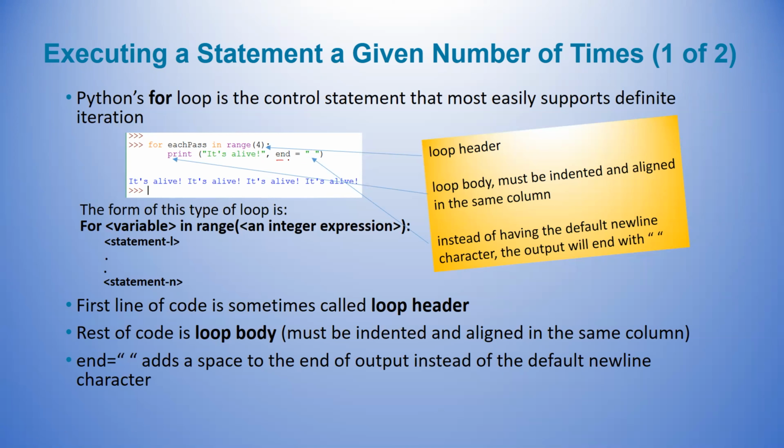But here, if you have this argument here, this means do not go to the next line. Just put a space there. That's what that means. Okay. So when you print it out, it's alive, it's alive. Instead of going to the next line, it stays on the same line and just inserts a space there. That's what this is. Okay, that's the space.